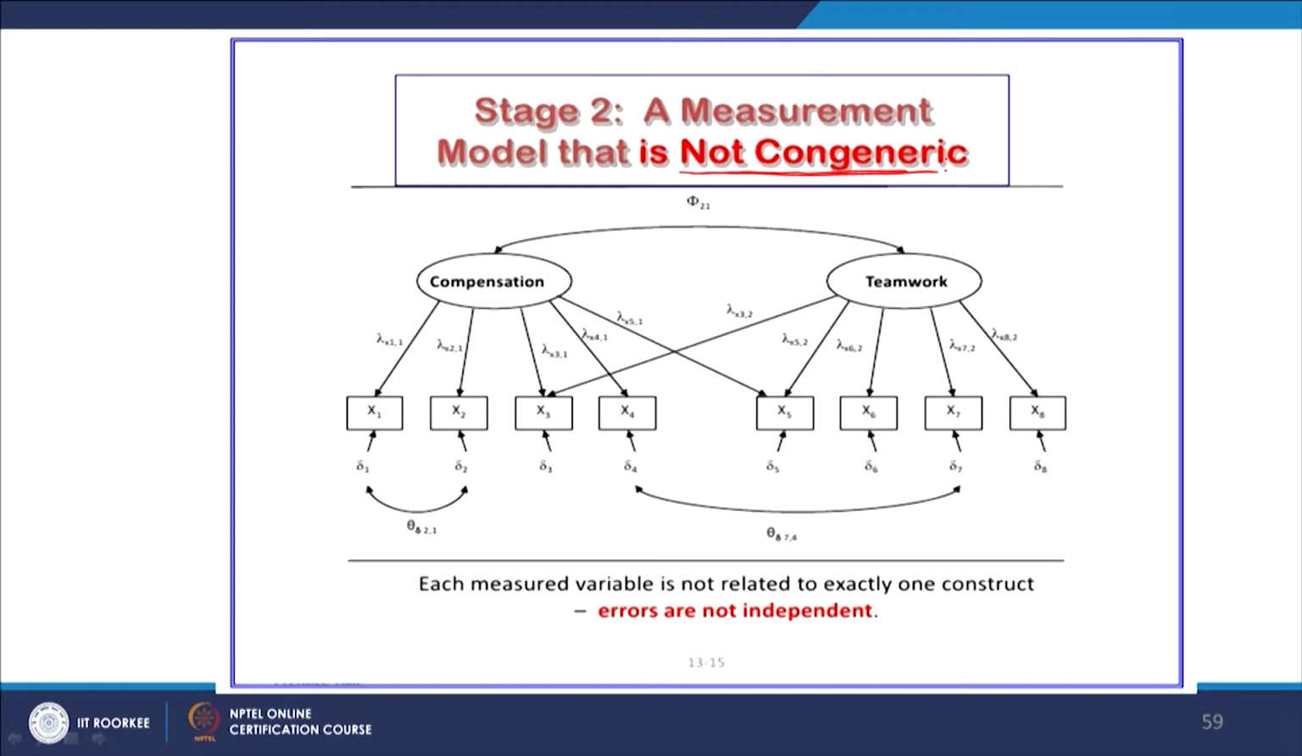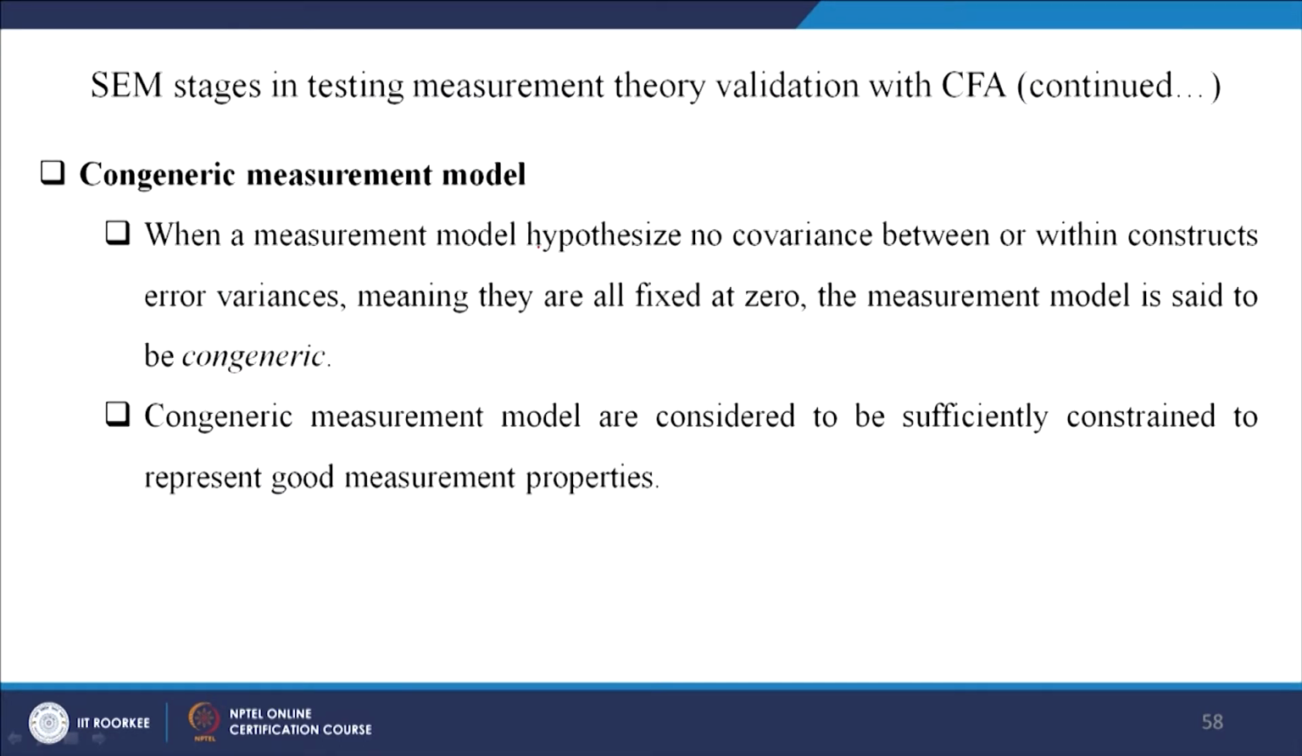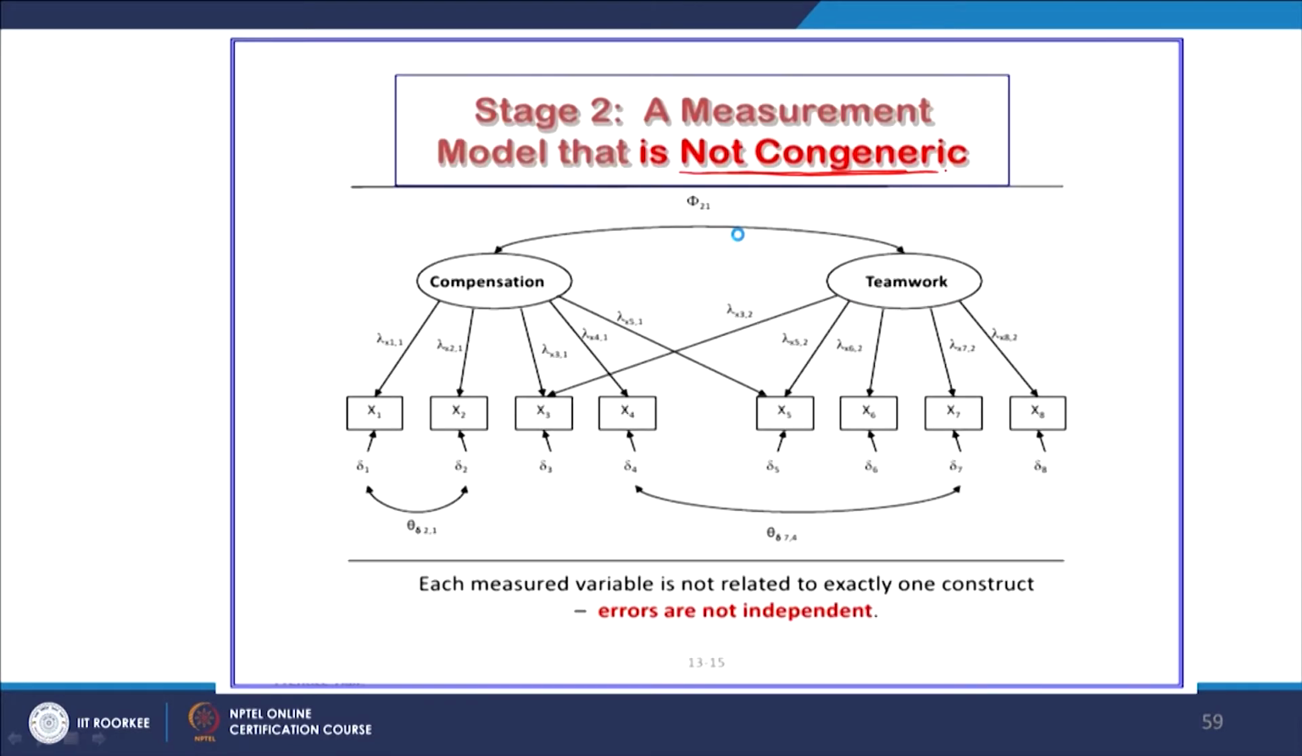Why is it not congeneric? You see, first of all this variable is loaded not only into this one, but has also been loaded into a second factor here. Second, you see among the error terms there is a covariance, right. So here and here. So as you go back, when a measurement model hypothesizes no covariance, but here we have a covariance. It says that no covariance between or within constructs should be there, but since it is there, we are saying it is not congeneric.